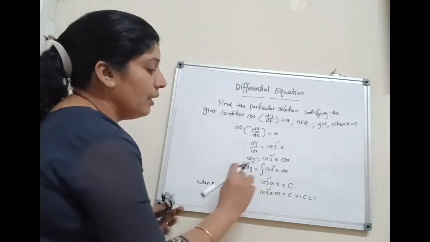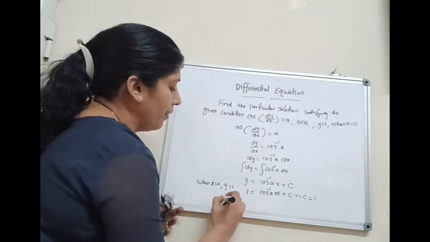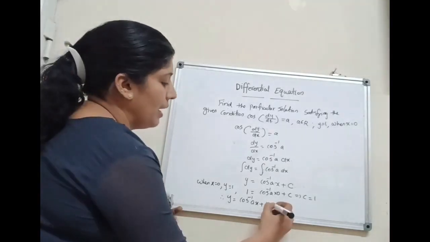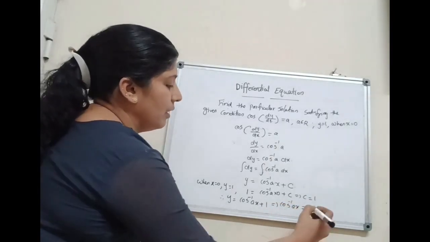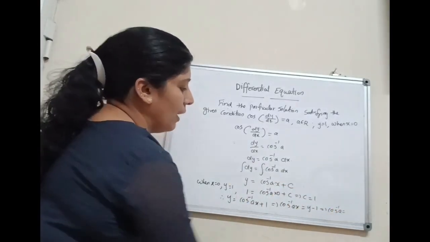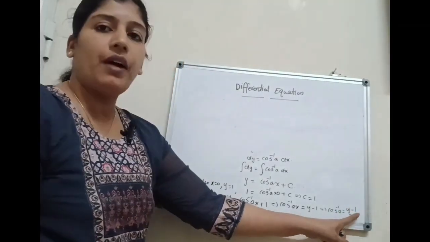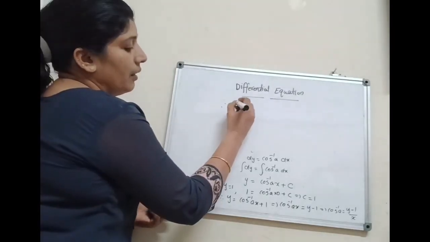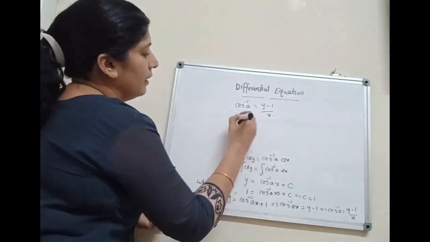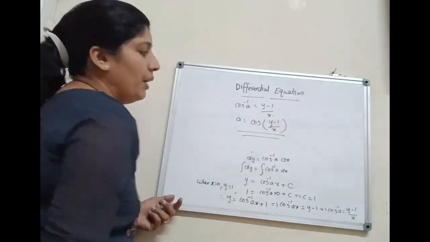Next, substituting the value in y equals cos inverse of a times x plus c, therefore y equals cos inverse of a x plus 1. That implies cos inverse of a x equals y minus 1. That implies cos inverse of a equals y minus 1 by x. Therefore, a equals cos of y minus 1 by x. This is the required particular solution.